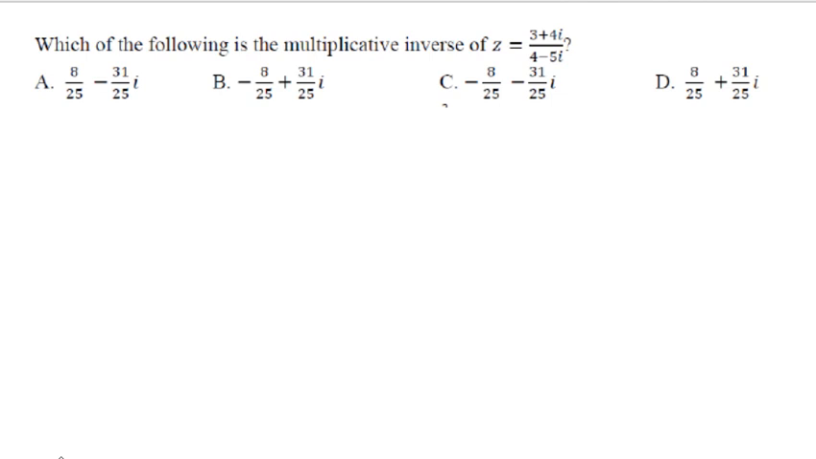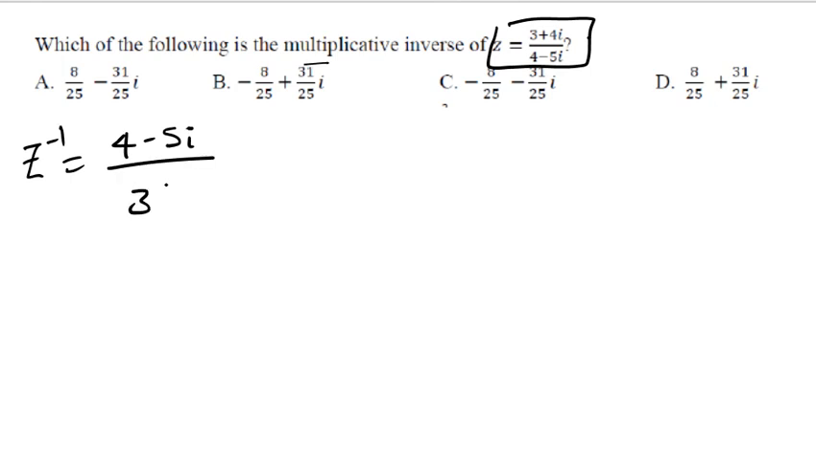Okay, let's go to the next question. The next question, we are asked to find the multiplicative inverse. If this complex number is z, already given to you, we need to find the multiplicative inverse. So that means the inverse is equal to, we need to flip it. It will be 4 minus 5i, the whole over 3 plus 4i.